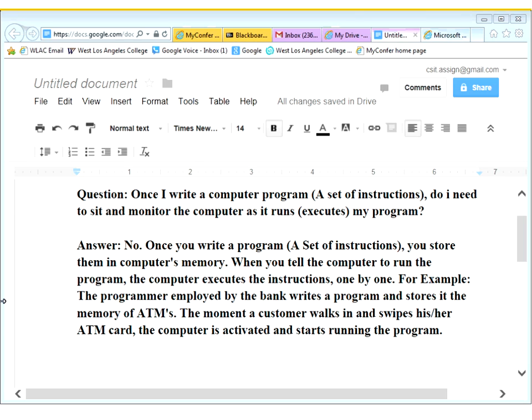You do want to remember where you save your programs so that you can find them when you need to turn them in. Okay. All right, let's move on to the next topic.